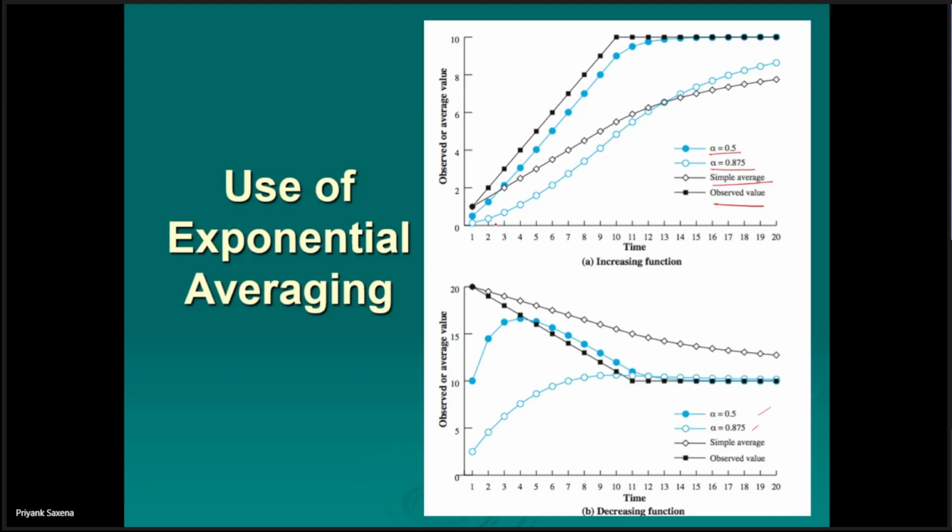You can see with alpha 0.5, and when you increase the alpha to 0.875, the time is increased, right? What does it mean? If you remember, alpha into SRTT, so alpha and 1 minus alpha will be less, right? Here both are the same, the observed value and this one are almost the same, and this is a different one. Similarly, it can also be used as a decreasing function.